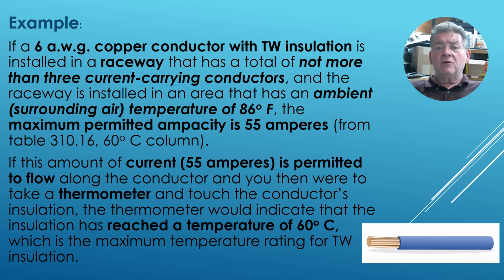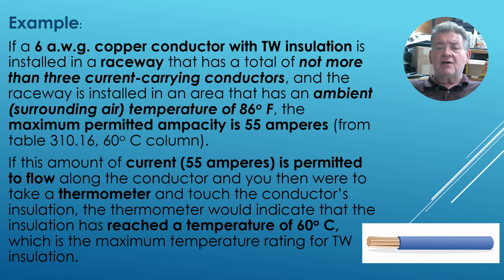Now, if we were to look at table 310.16 and we reference a number 6 size, 6 American wire gauge copper conductor size, with the 60 degrees C column, we'll see that the ampacity, the maximum permitted ampacity for that conductor is 55 amperes.